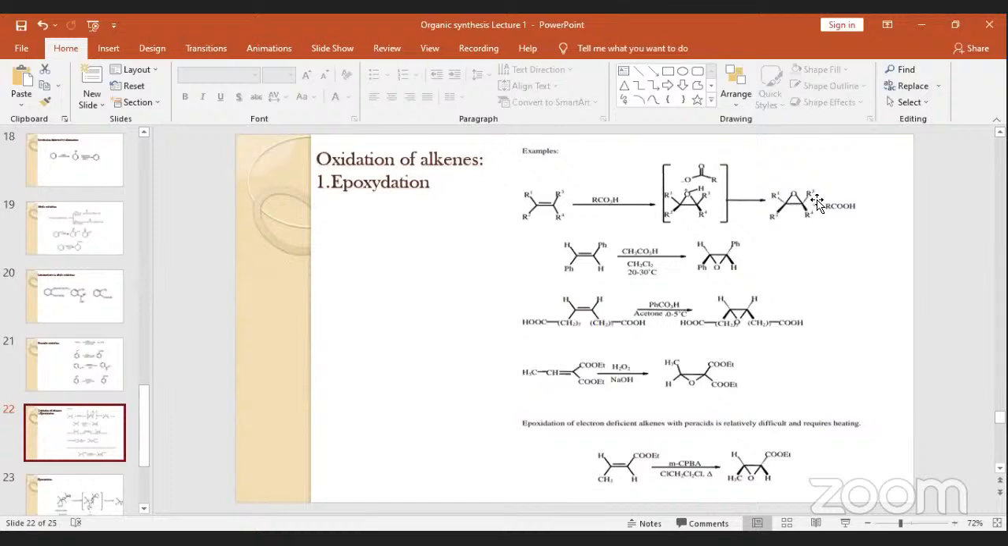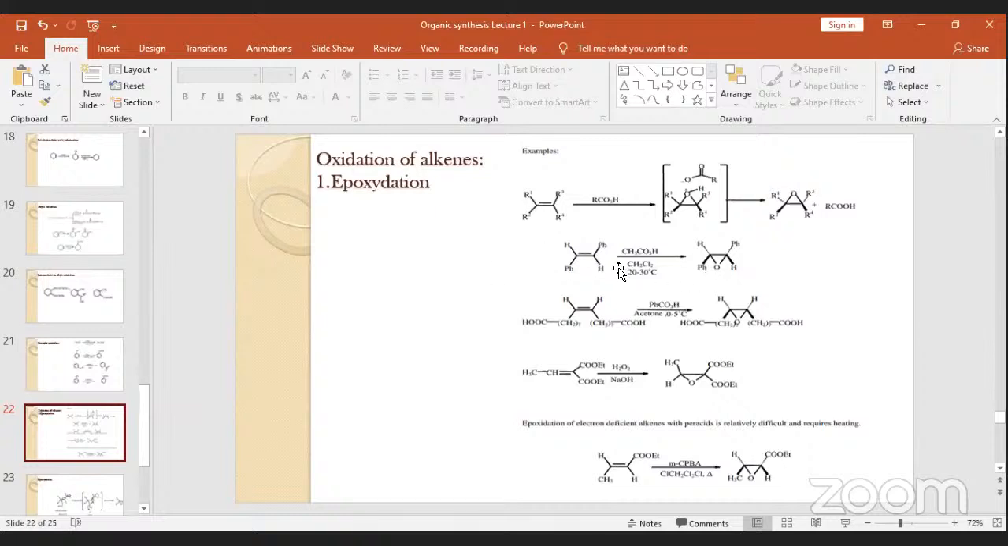And the importance of that epoxidation reaction is, as I told you already, the epoxy ring can be opened with different nucleophiles like Grignard reagents and other organometallic reagents, and it is a very useful intermediate in carbon-carbon bond forming reactions. So you can prepare products of your choice by choosing the corresponding epoxide and corresponding organometallic reagent. This we will learn in detail in carbon-carbon bond formation reactions.